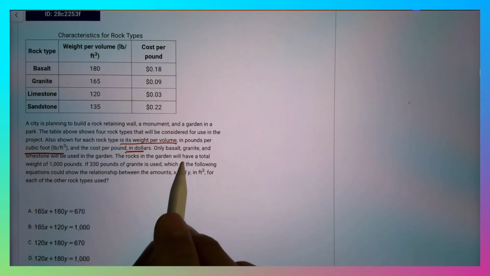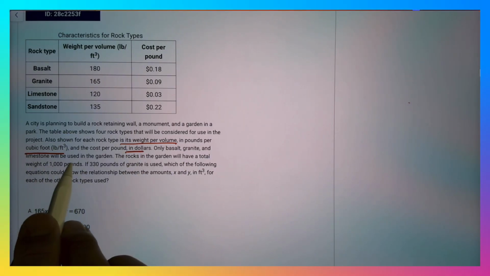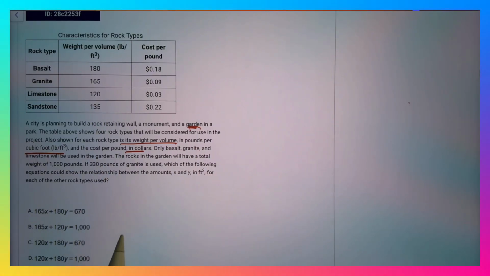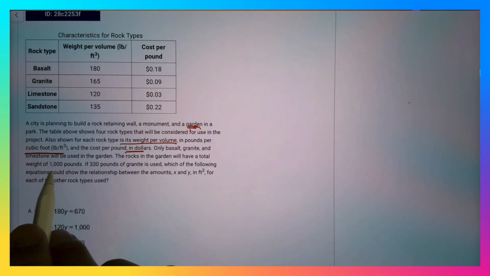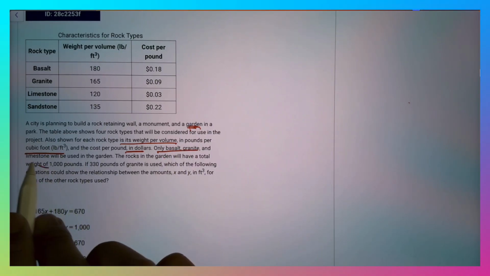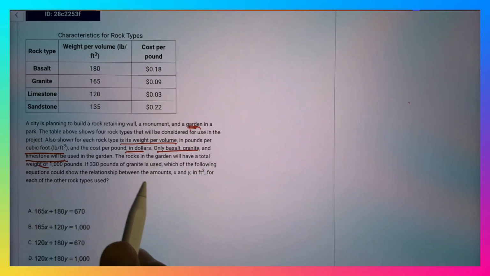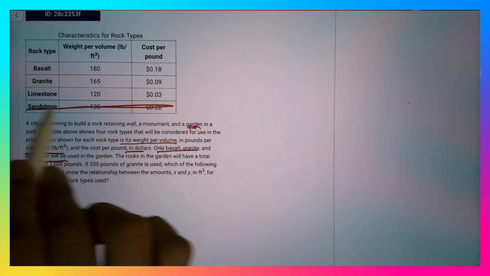Only basalt, granite, and limestone will be used in the garden. Because we want to build a garden here, garden is one of them. Okay, only basalt, granite, and limestone will be used in the garden. And then we keep talking about garden here, so we can eliminate sandstone.